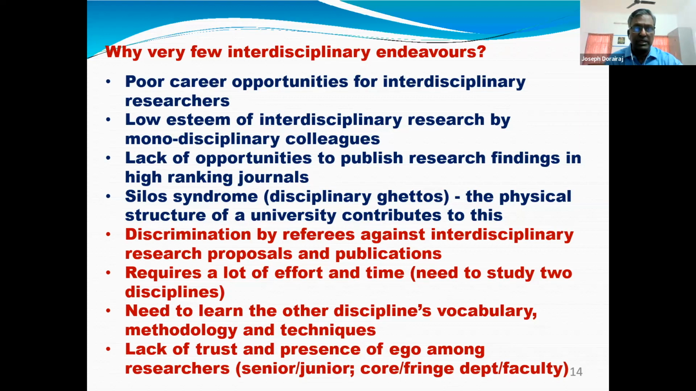The second point that I would like to highlight is the low esteem of interdisciplinary research by monodisciplinary colleagues. A physics professor looks down upon someone who has done an interdisciplinary project. The third point, lack of opportunities to publish research findings in high-ranking journals. Most of the high-ranking journals are discipline-oriented, discipline-specific. This does not imply that we do not have interdisciplinary journals, journals that promote interdisciplinarity, but there are very few high-ranking journals that promote interdisciplinarity. So this is obviously another hurdle, and this will tell us why there are very few interdisciplinary projects.